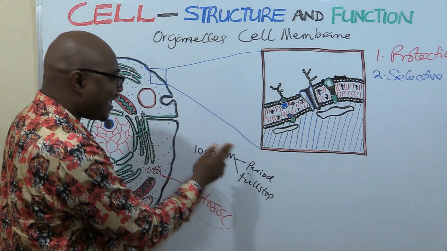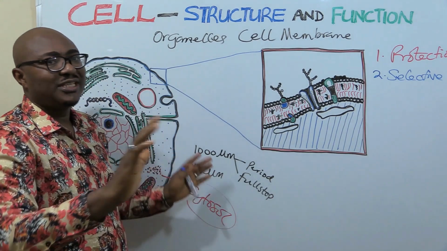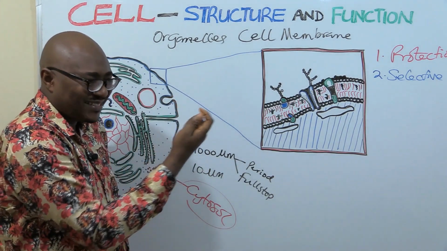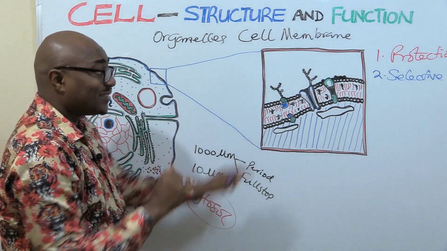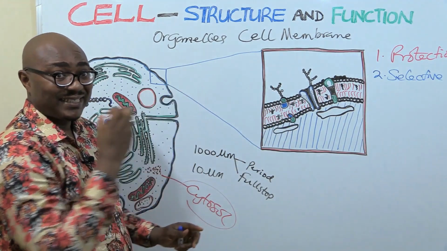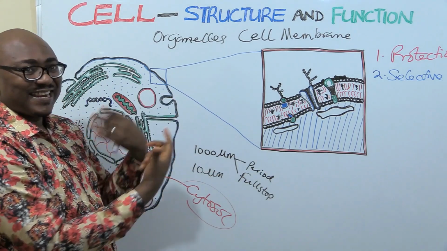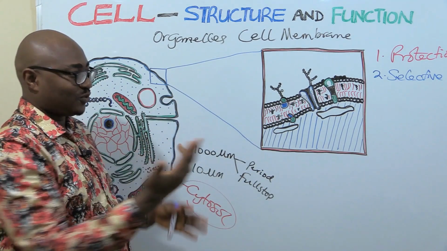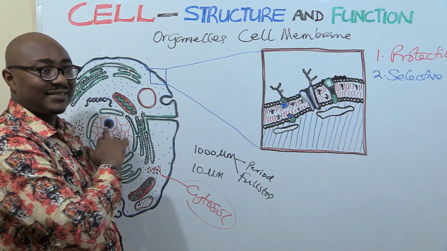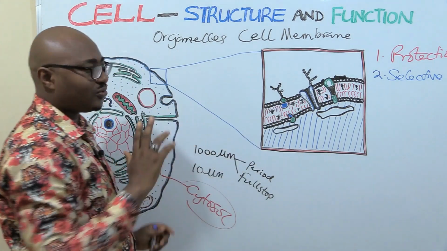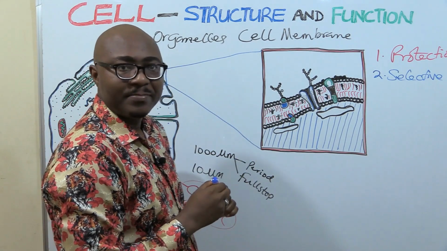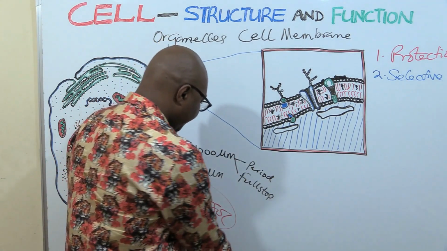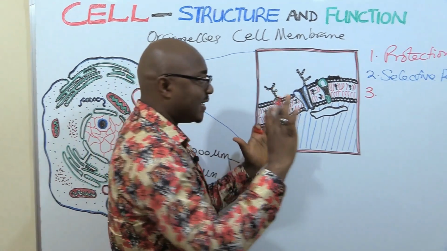So things pass through, but not just anything. It has control. It selects what can pass. We'll look at the things that make it selective like that. It's selective in the things it allows to enter and the things it allows to go out. All right, so that's selective permeability. Then number 3, cell signaling.